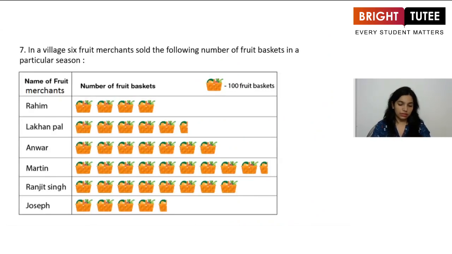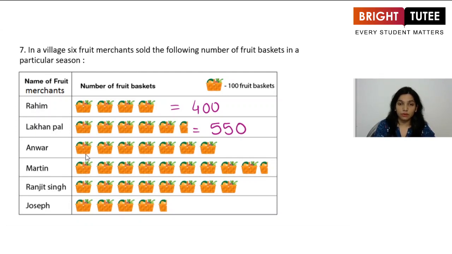Okay, now let us do the last question of this particular lesson. In a village, 6 fruit merchants sold the following number of fruit baskets in a particular season. The basket image that you see represents 100 fruit baskets. The name of the first merchant is Rahim, and he has 1, 2, 3, and 4 baskets. So in total, how many fruit baskets is he selling? He's selling 400 baskets. Then Lakhanpal has 1, 2, 3, 4, 5 and a half. So it is 500 and a half, that is 550.